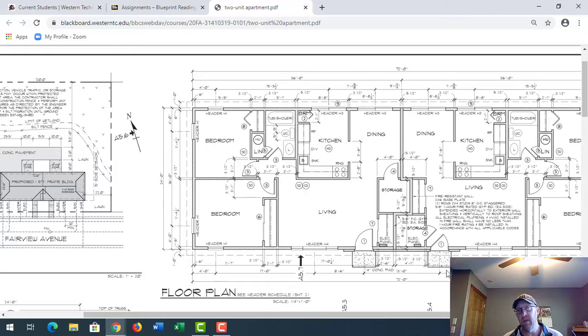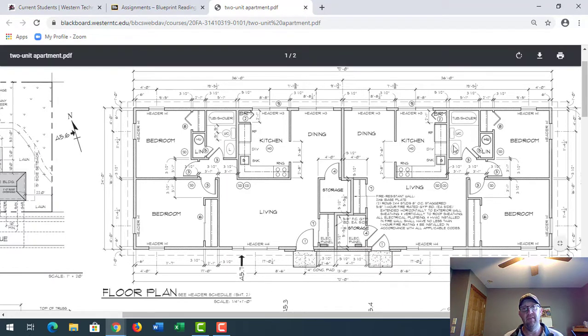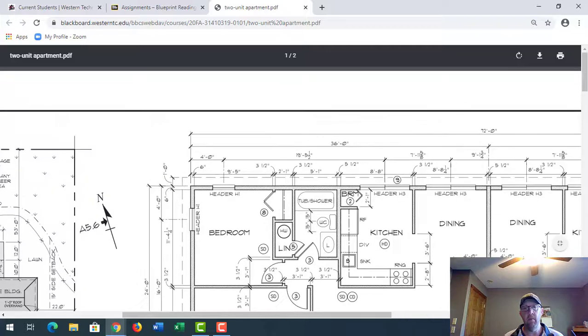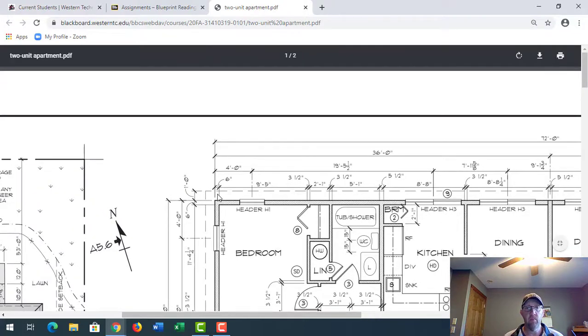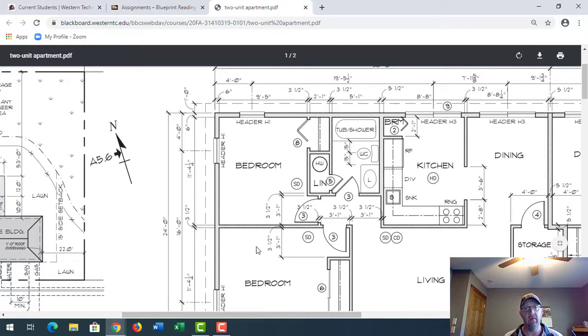But dimension and extension lines, those are easy to basically see on these floor plans. If I were to blow this up, we've got extension lines and then dimension lines. As you read, know where some of this kind of stuff is. Those things are going to be in many times on the floor plans.